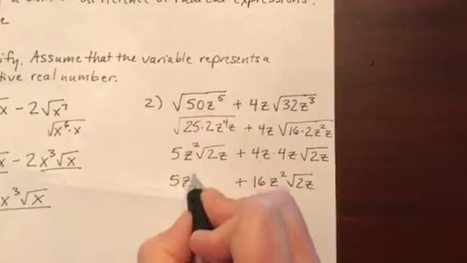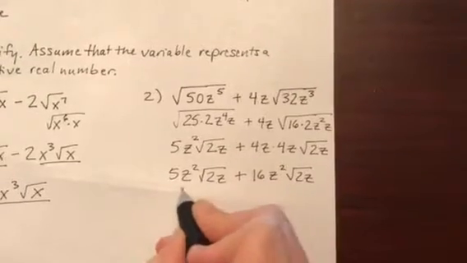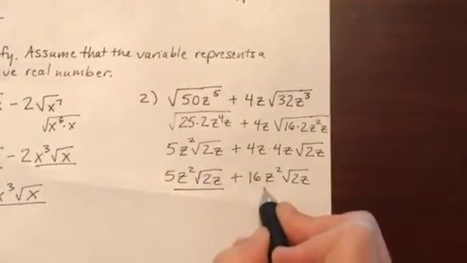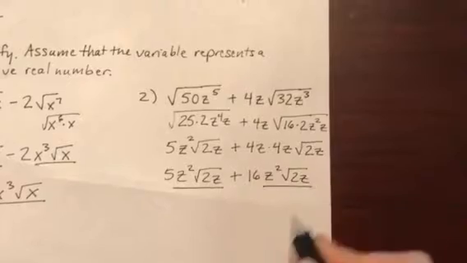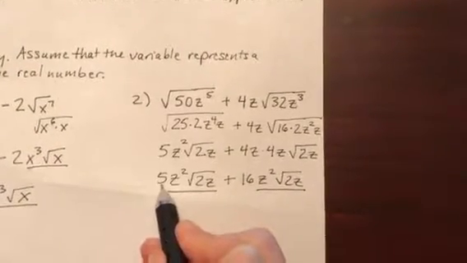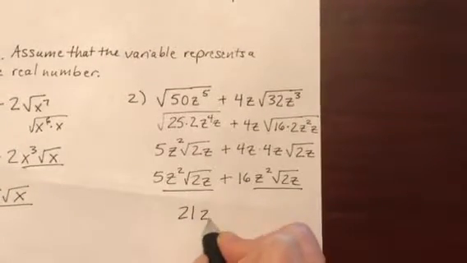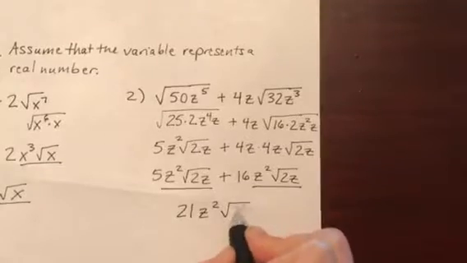And now if I rewrite that first term, I can see that the z^2 root 2z is the same in each of these terms, and so now I'm able to combine by adding the coefficients, the 5 and the 16, to make 21z^2 root 2z.